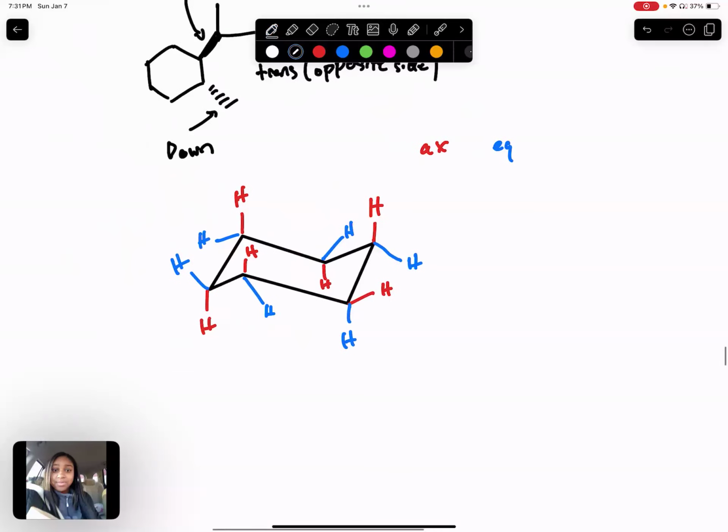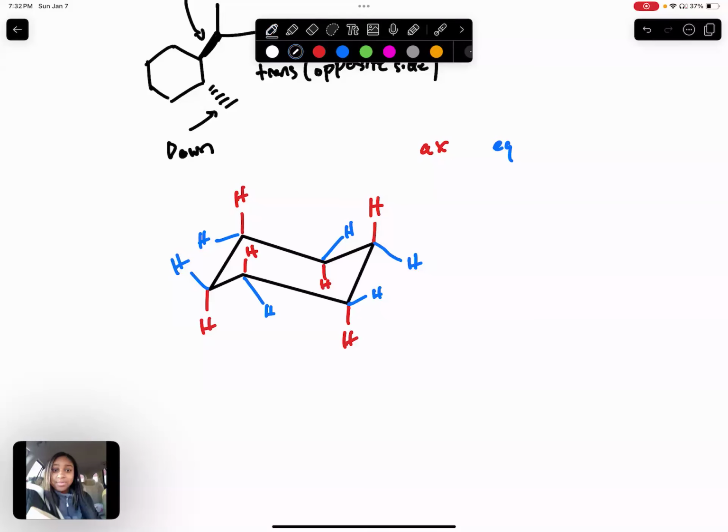If you notice the pattern, at every point on the edges, here and here, on the top, they're pointing up. And on the bottom, they're pointing, oh wait, I missed this one. It should be the opposite. Axial.